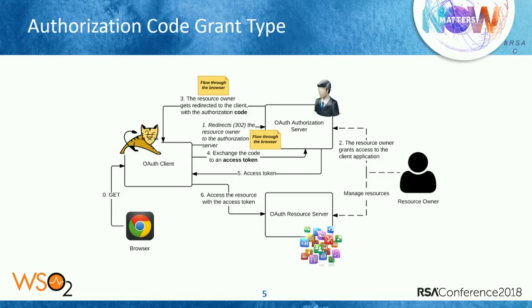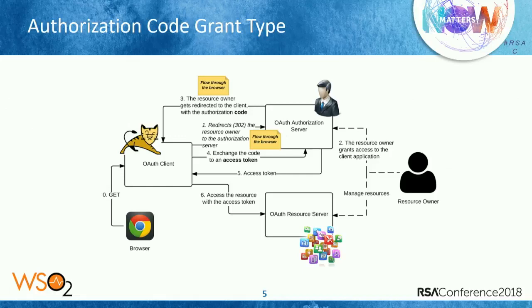If you use Facebook login to log into any web application, then most of the time you are using OAuth 2.0 authorization code grant type. More than 80% of the OAuth implementations that you see on the internet are using this grant type. What happens here is the resource owner first goes to the OAuth client, and OAuth client wants to access the resource on behalf of the resource owner, and it will redirect the resource owner to the authorization server.